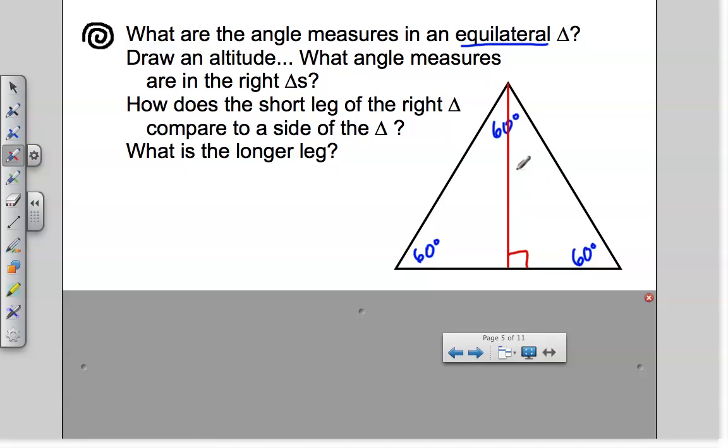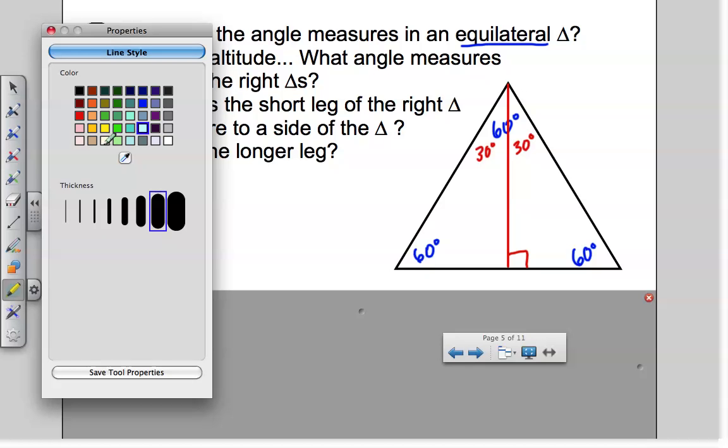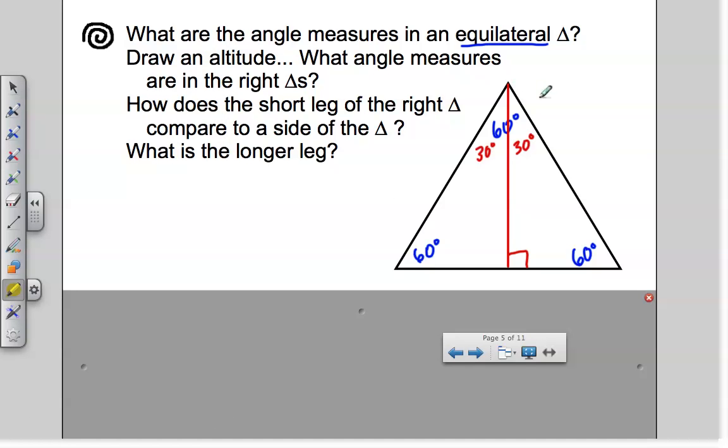But now you notice I have two right triangles that are formed, and an altitude of an isosceles or equilateral triangle also is an angle bisector. Therefore, I've split this 60-degree angle in half. So each of these angle measures is 30 degrees. And you notice now I'm looking at this 30, 60, 90 right triangle that I said was our next special right triangle. So I'm going to highlight the triangle we're focusing on, remembering that it did come from this original equilateral triangle.